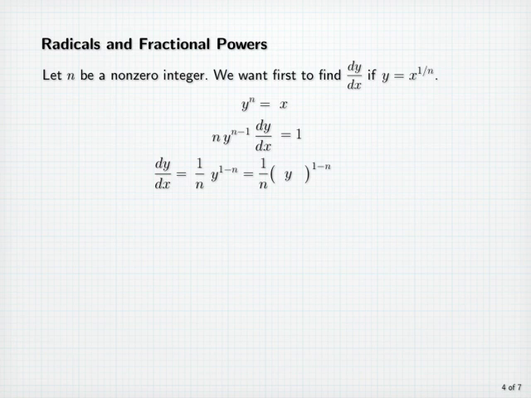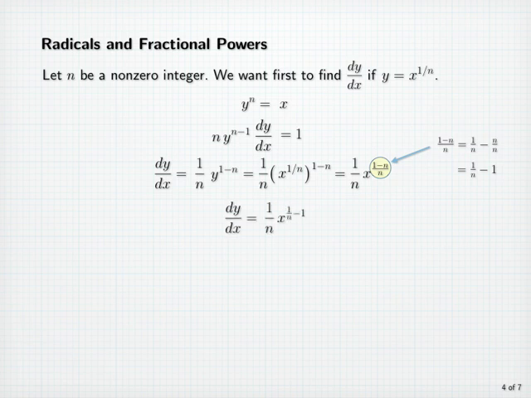Now, since y is x to the 1 over n, we have 1 over n times x to the 1 over n raised to the 1 minus n power. Now, multiplying exponents, we have 1 over n times x to a power. The exponent here is simply 1 over n minus n over n, or 1 over n minus 1. So dy/dx is 1 over n times x to the 1 over n minus 1 power. Now notice this is exactly the same operation as the familiar power rule. Multiply by the exponent and then subtract 1 from the exponent.